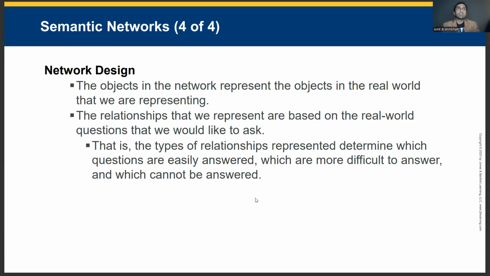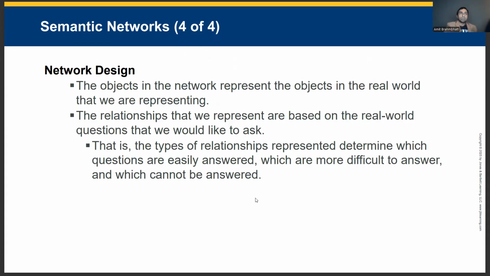Slide 16, semantic networks, 4 of 4. This slide explains that the network should reflect real-world objects and meaningful relationships. The kinds of questions we want the AI to answer determine what connections we include. If a relationship isn't modeled, the system won't be able to reason about it. This highlights the importance of careful design in knowledge representation.